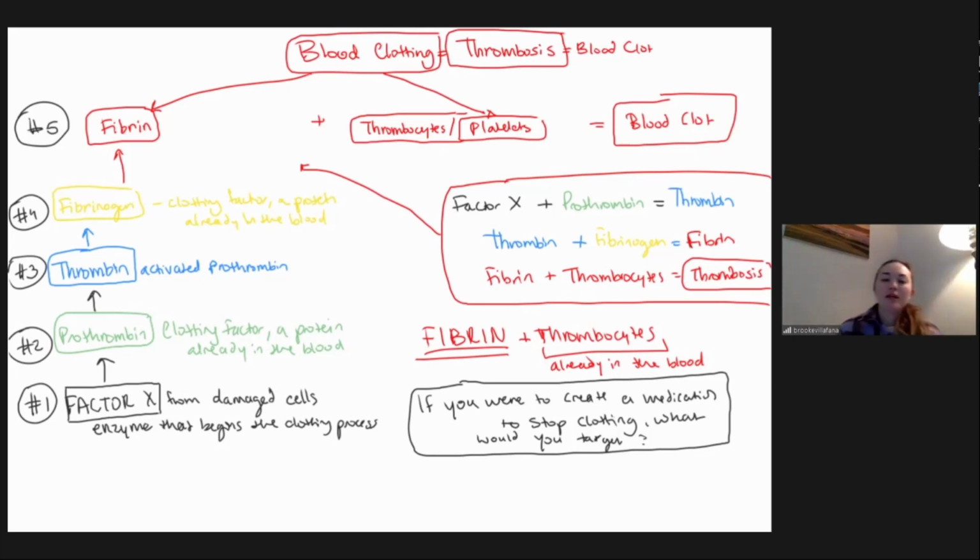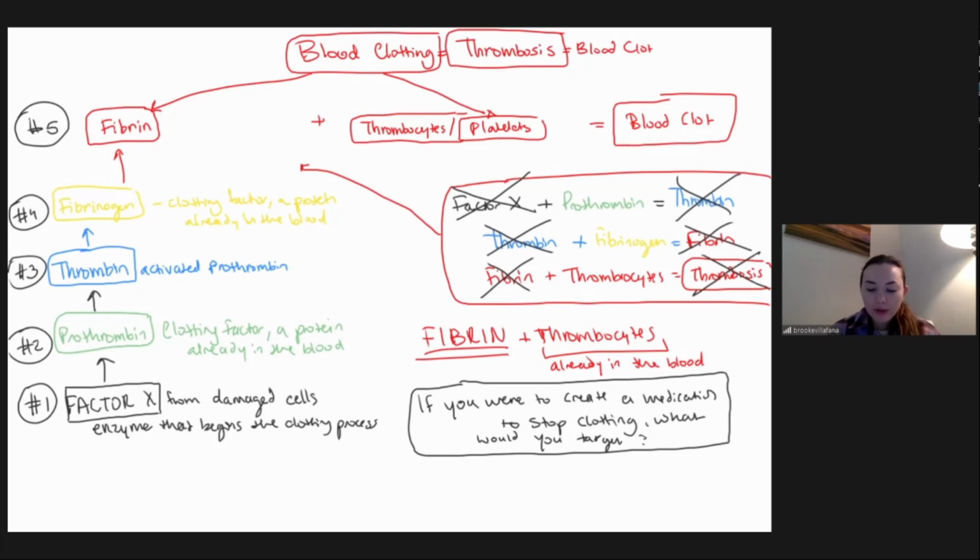Let me reword it like this. What is the very first stage? What's the very first thing that happens? Factor X, right? So if you stop factor X, will you get thrombin? No, because it can't combine with prothrombin to activate it. So now we don't have thrombin. If you don't have thrombin, will you get fibrin? No. If you don't have fibrin, will you get a thrombosis? No. Does everybody see what that means?